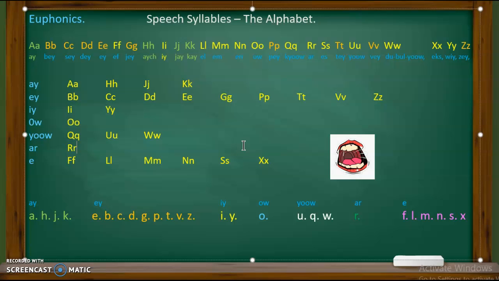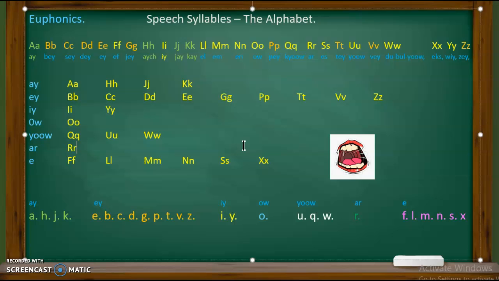So, get back to basics and do this in a very simple way. The A sounds, some letters have the A vowel sound, which are A, H, J, and K. Some letters have the E sound, which are B, C, D, E, G, P, T, V, and Z. Some have the I sound, which are I and Y. Then you have O, which is O. Then you have the U sound, which you can hear in Q, U, and W. Then you have the R sound, which is R.